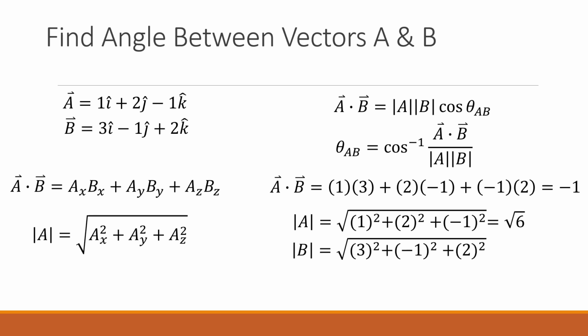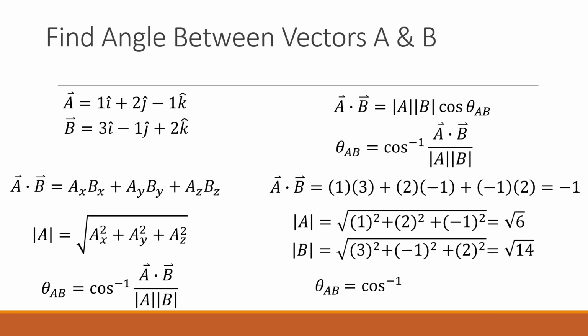So if we go back to that rewritten equation where theta AB equals the inverse cosine of the dot product between A and B divided by the product of the magnitudes, we can then find that theta AB equals the inverse cosine of negative 1 divided by the product of the square root of 6 and the square root of 14, and that brings us to an angle of 96.26 degrees.